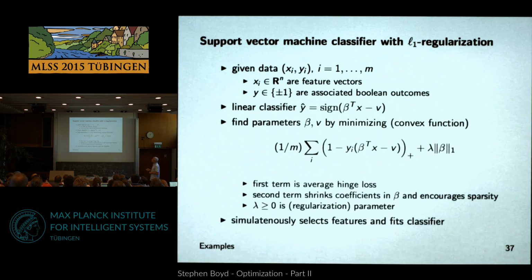So what you do is you're given data, which are pairs: a feature vector and then a Boolean outcome. And you're going to choose coefficients in a linear classifier. So you're going to choose a vector beta and an offset v. And you want to find these parameters, and you're going to do that by minimizing this convex function, right?